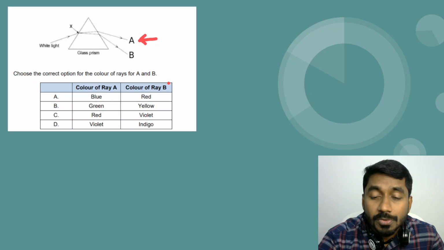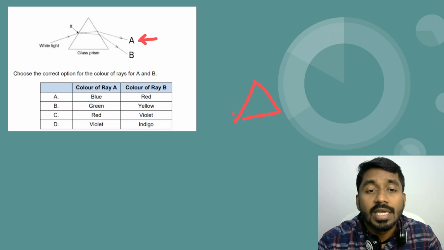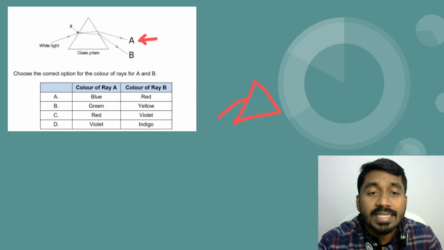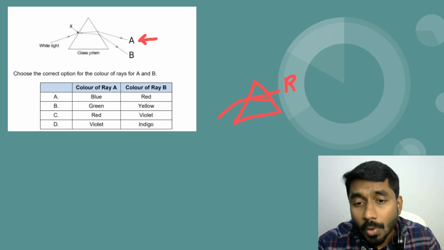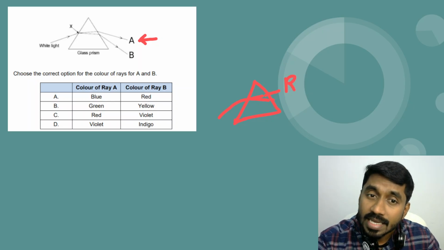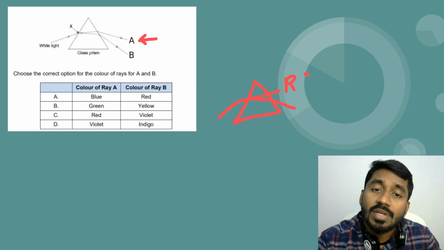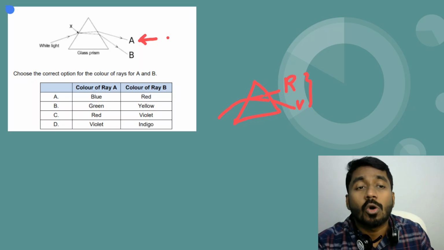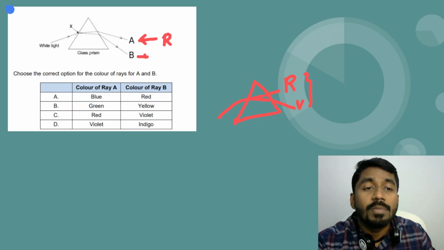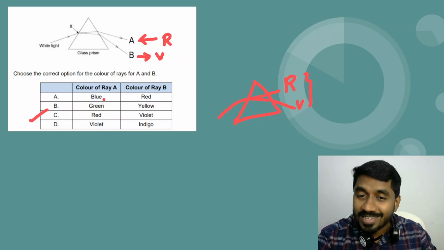In the chapter Human Eye, you have studied dispersion. Whenever light passes through a prism, the light gets split into its component colors. The light which has more wavelength will be dispersed less, and light which has less wavelength will be dispersed more, and we will get the order of VIBGYOR in reverse order. The red light will come at the top, and B will be violet. So what is the answer? It will be red and violet. Option C is the answer.